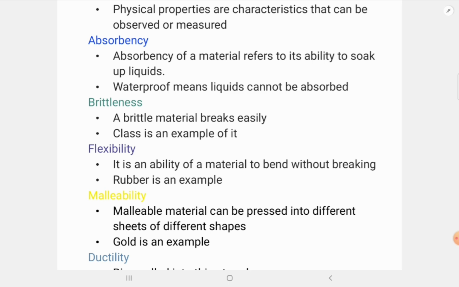Next, brittleness. A brittle material breaks easily. Glass is an example of brittle material. A glass will shatter or break if you drop it from a height. Would you choose a brittle material to make a toy for a toddler? Why?